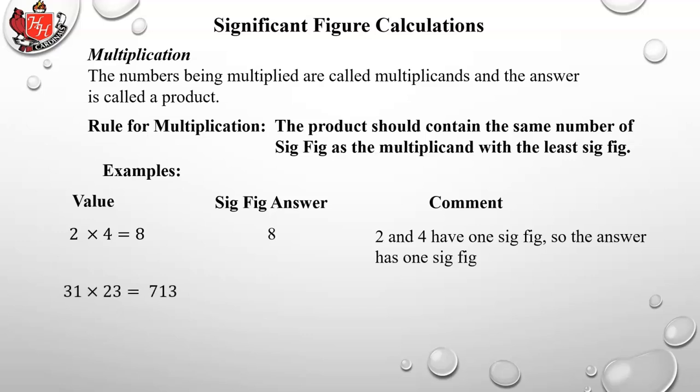How about this? 31 times 23 gives you 713 on your calculator. Now this is a tricky one, and this is the one that I'm going to go back and show you the rule on. 710. That's tricky. So how many significant figures can the answer have? It can have 2, because 31 and 23 have 2.